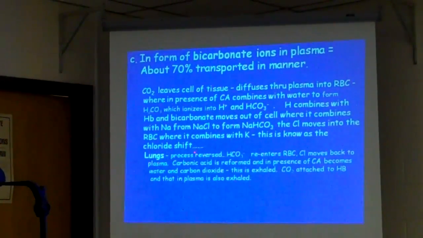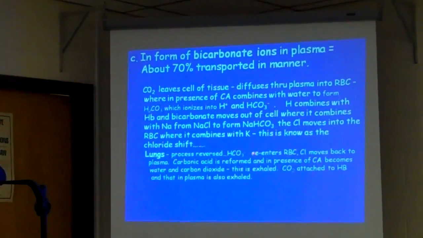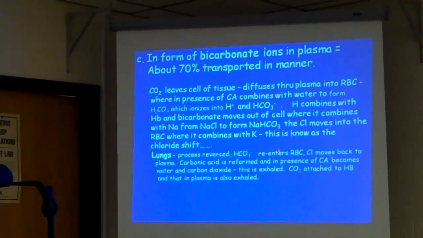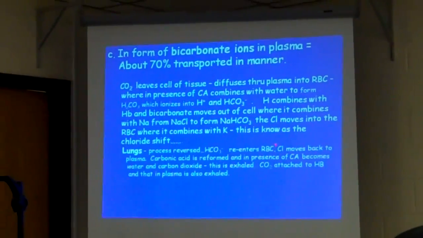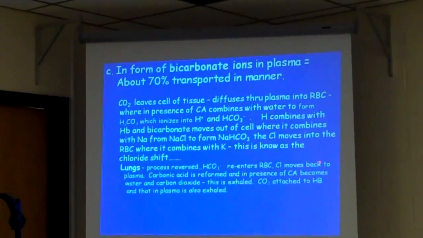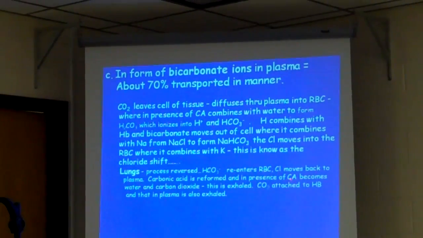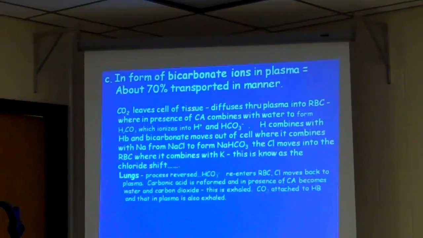In other words, lungs, process reversed: HCO3 minus re-enters the red blood cell at the lung level, and that's in the capillaries of the alveoli. Chloride moves back to the plasma. Carbonic acid is reformed in the presence of Ca. I always remember that.